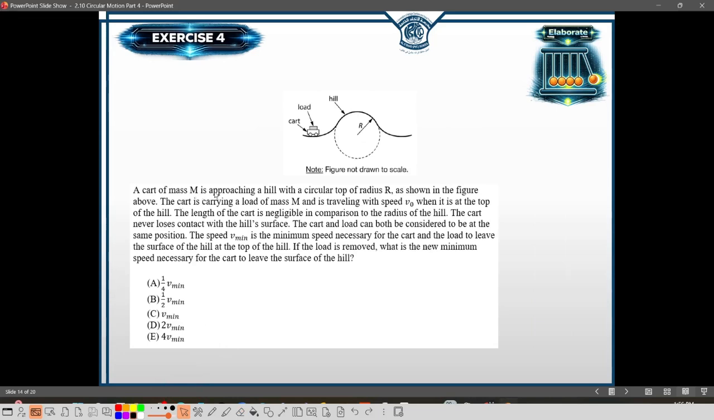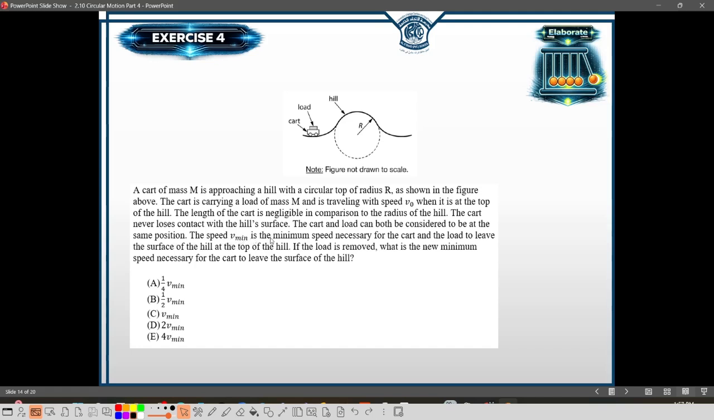A cart of mass capital M is approaching a hill with a circular top of radius r, as shown in the figure above. The cart is carrying a load of mass m, so the mass of the load and the mass of the cart is the same, and it's traveling with a speed v0. When it is at the top of the hill, the length of the cart is negligible in comparison to the radius of the hill. The cart never loses contact with the hill surface. The cart and the load can both be considered to be at the same position. So there is no relative motion between the cart and the load.